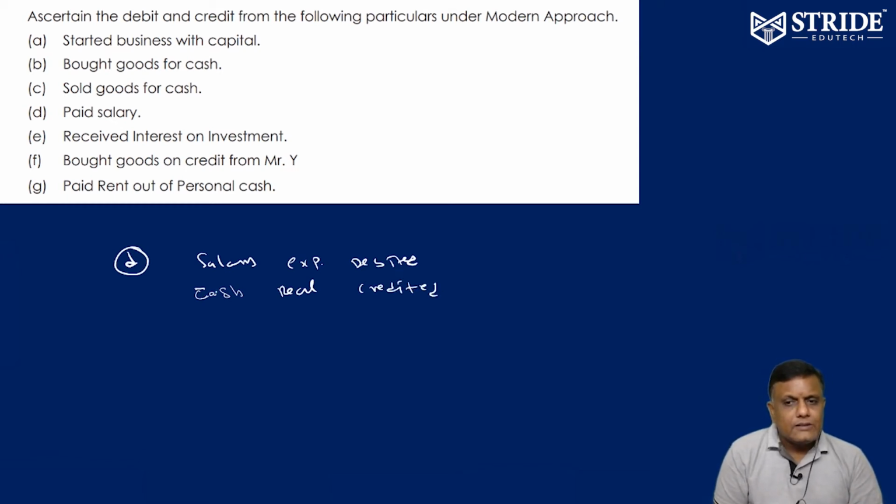So to be credited. Salary is an expense, so debited. Cash goes out, credited. One is nominal, another one is real. That's it.